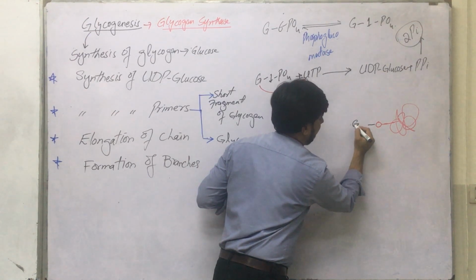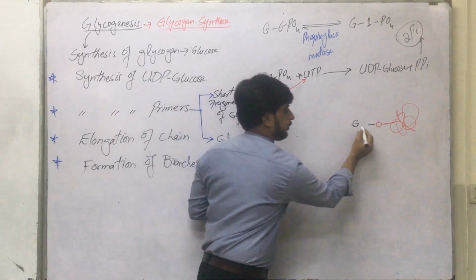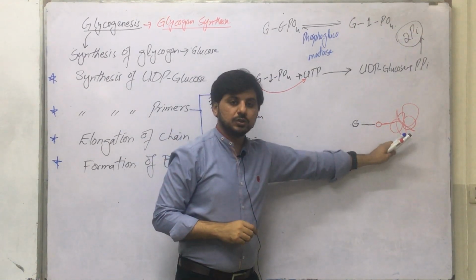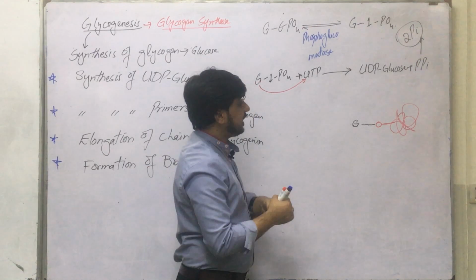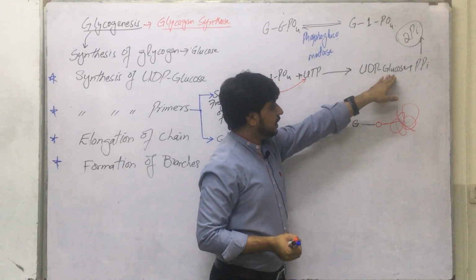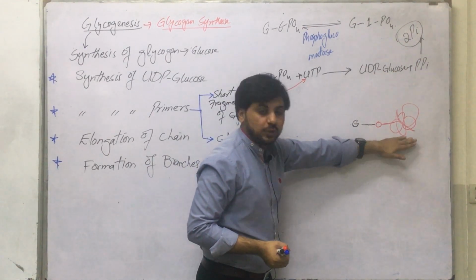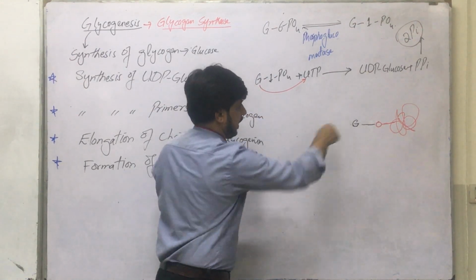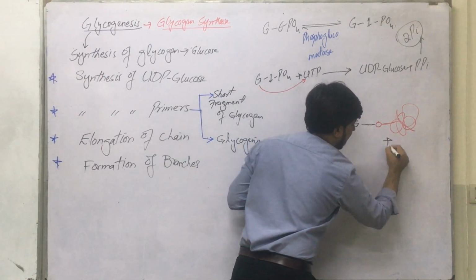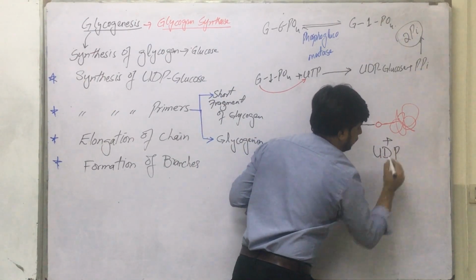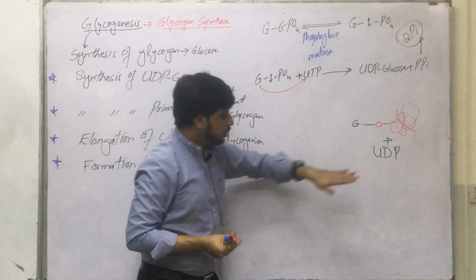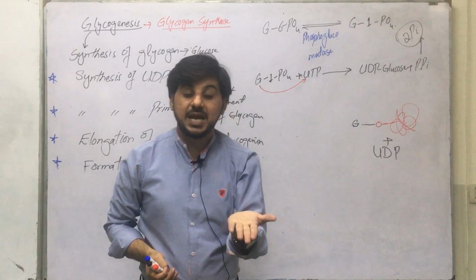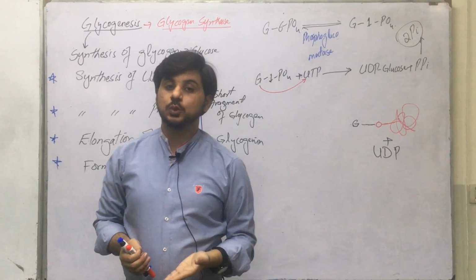Here we have the glucose molecule, and after autoglycosylation, after giving this glucose to the glycogen, we will have the UDP. This UDP is again converted back into the UTP to carry another molecule of glucose.